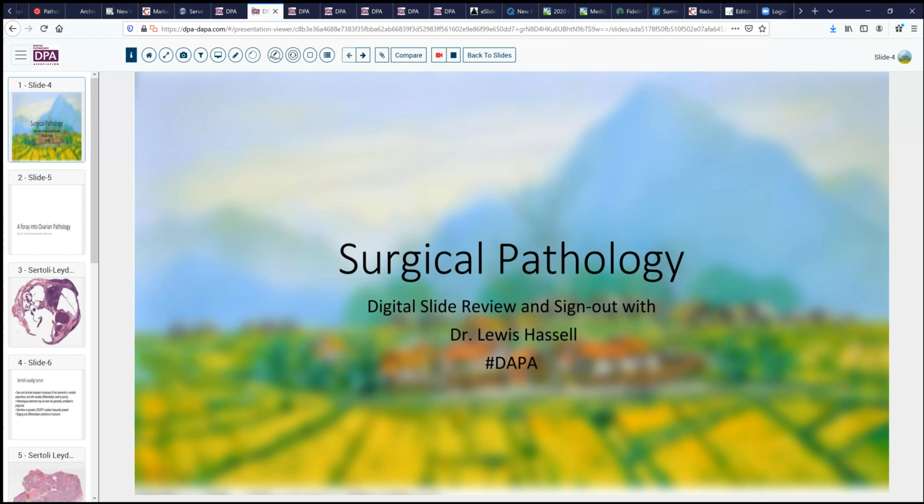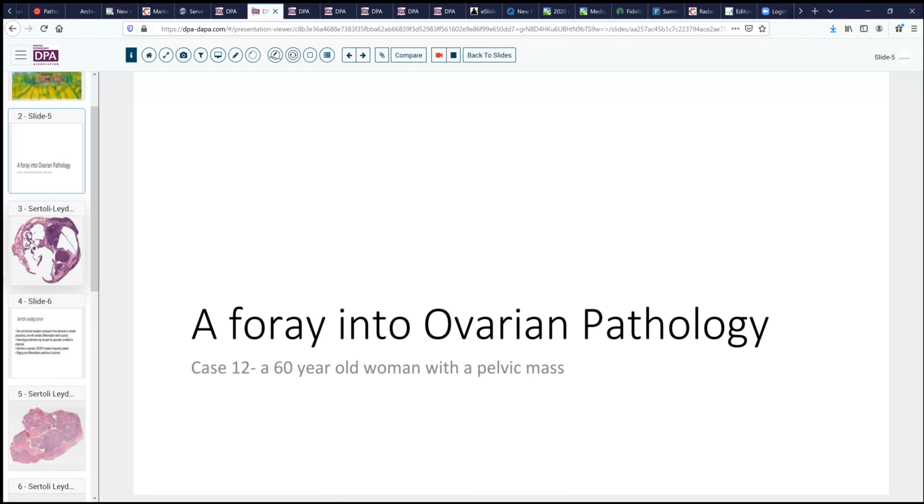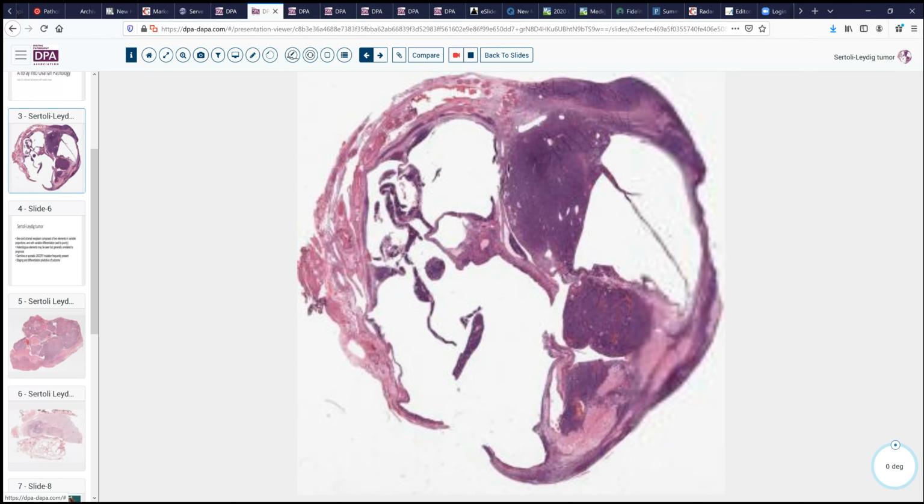Perhaps symbolic, you'll notice that the image is a little bit out of focus today, and I'm hoping that today's case will help to bring into focus a challenging area of ovarian pathology. This case is a 60-year-old woman with a pelvic mass, slightly complex on histology, and no other apparent symptoms. This is an unusual presentation for this lesion, as you'll soon discover.